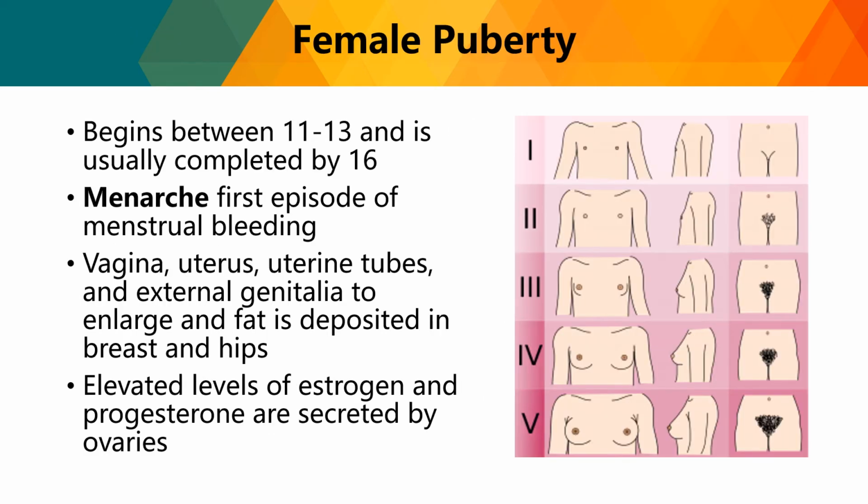Okay? So for female puberty, it begins between 11 to 13 years old and is usually completed by the age of 16. So menarche is the first episode of the menstrual bleeding. Usually for females, kung nagkaroon na ng menarche, medyo dark colored. Okay, itong menarche na to. And then vagina, uterus, uterine tubes, and external genitalia enlarge, and fat is deposited in the breast and the hips. Okay? And then elevated levels of estrogen and progesterone are secreted by the ovaries.